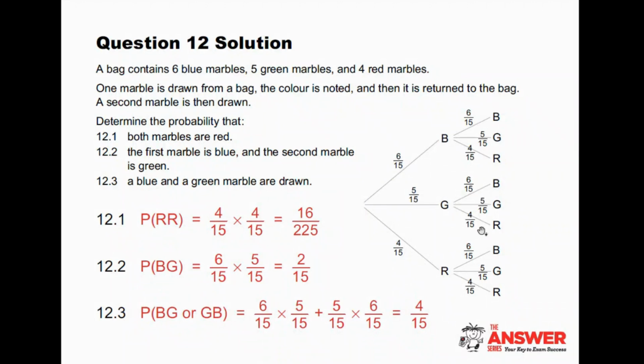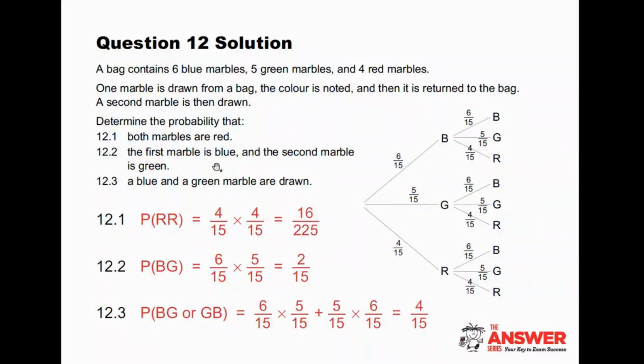Yes, it's tedious, because then I've got to write them out a second time, a third time, and I'm writing these over and over again. But now both marbles are red. So that is red, red. So it's 4 over 15, 4 over 15. Along the branch, I multiply, and I get my answer.